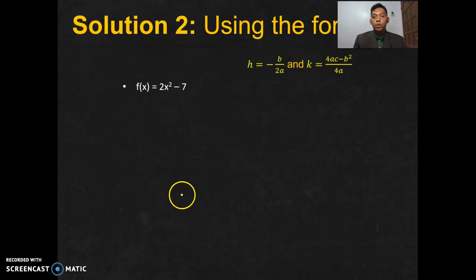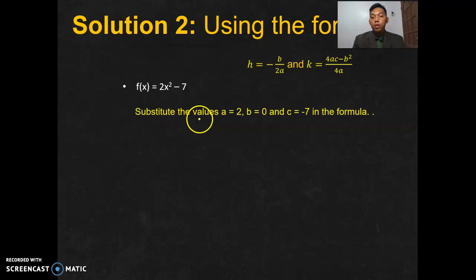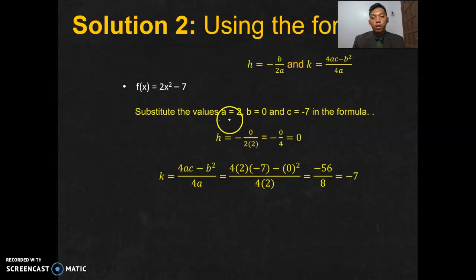The given is 2x squared minus 7, so a is 2, b is 0, and c is negative 7. We're going to substitute these values to the formula. So h equals negative b over 2a. Basically b is 0, so negative 0 over 2 times a, which is 2. Negative 0 over 4, which is 0.